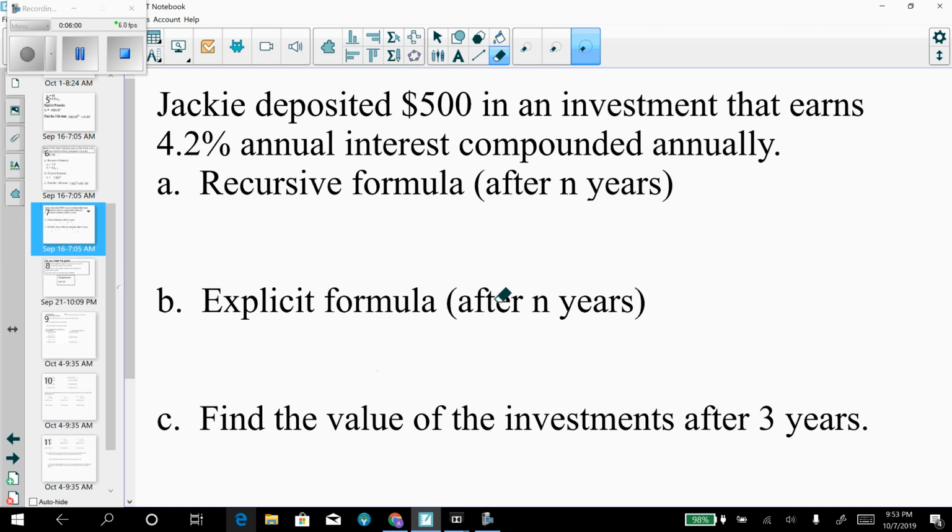And we've got Jackie here, and she deposited $500 into an investment that earns 4.2% annual interest compounded annually. So because it's compounded annually, we're not going to have to divide by anything, okay? Writing a recursive formula. Take a moment, give that a try.